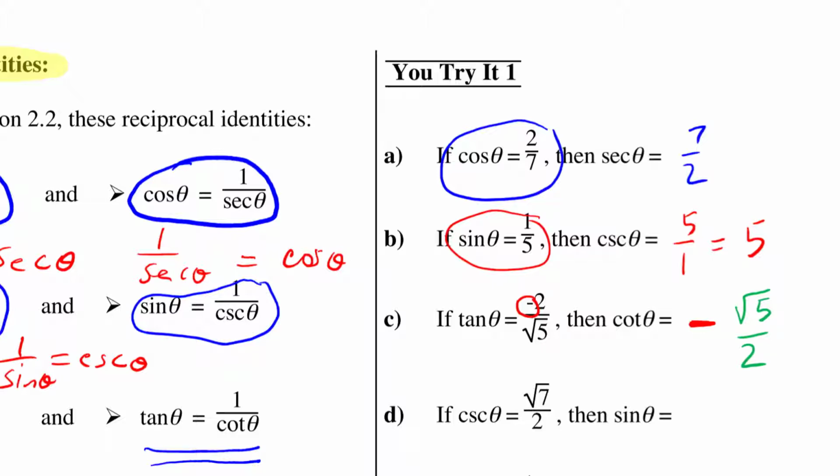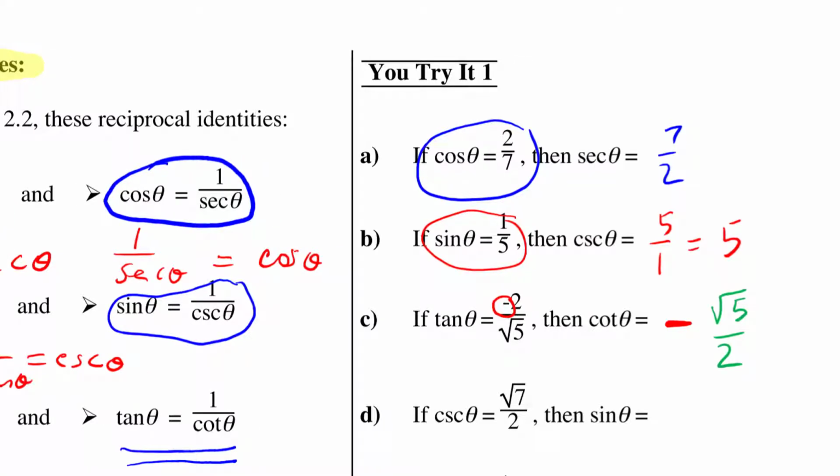Example D, cosecant is square root of 7 over 2. When we take its reciprocal, we get 2 over square root of 7. But we must rationalize the denominator. So here we'll multiply by radical 7 over radical 7. And what we get is 2 root 7 over 7.